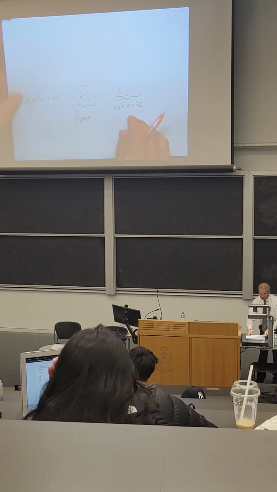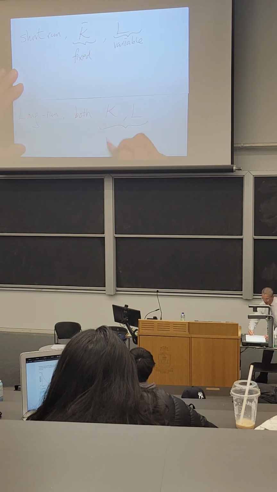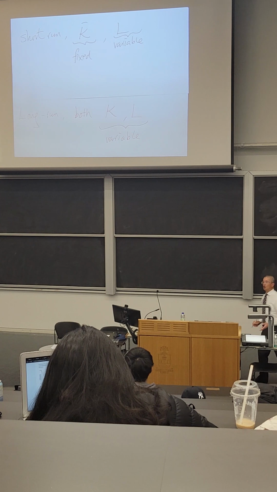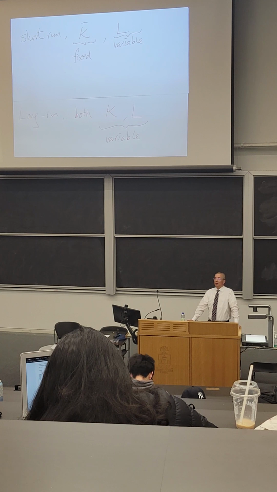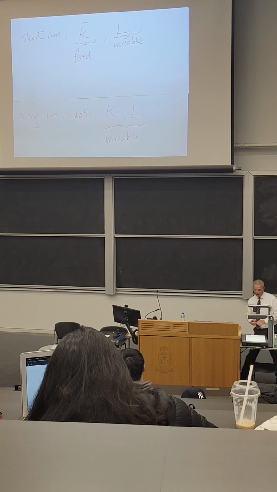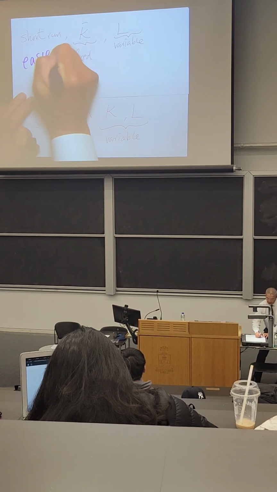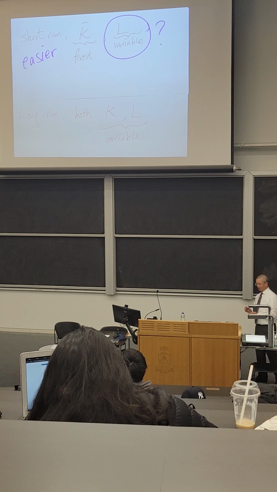In other words, in the long run, both capital and labor are variable, because you can change both labor input and capital input in the long run because you have enough time to do so. So when we look at the distinction between short run and long run, obviously the short run analysis will be much easier because we only need to be concerned about labor input. The capital input is fixed.